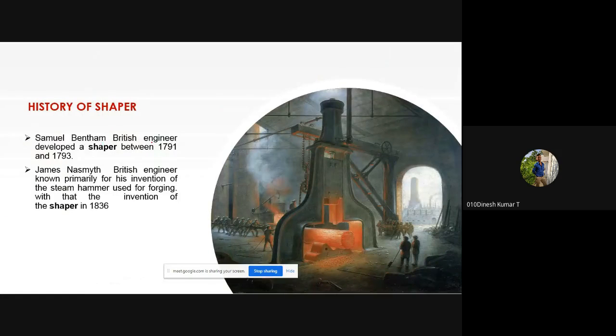Samuel Benjamin, an engineer, developed a shaper between 1791 and 1793, and later James Nasmyth, a British engineer known primarily for his invention of the steam hammer. This picture shows the steam hammer used for forging and shaping. The invention of the shaper revolutionized our world in 1836. You can see a couple of persons rotating a wheel.